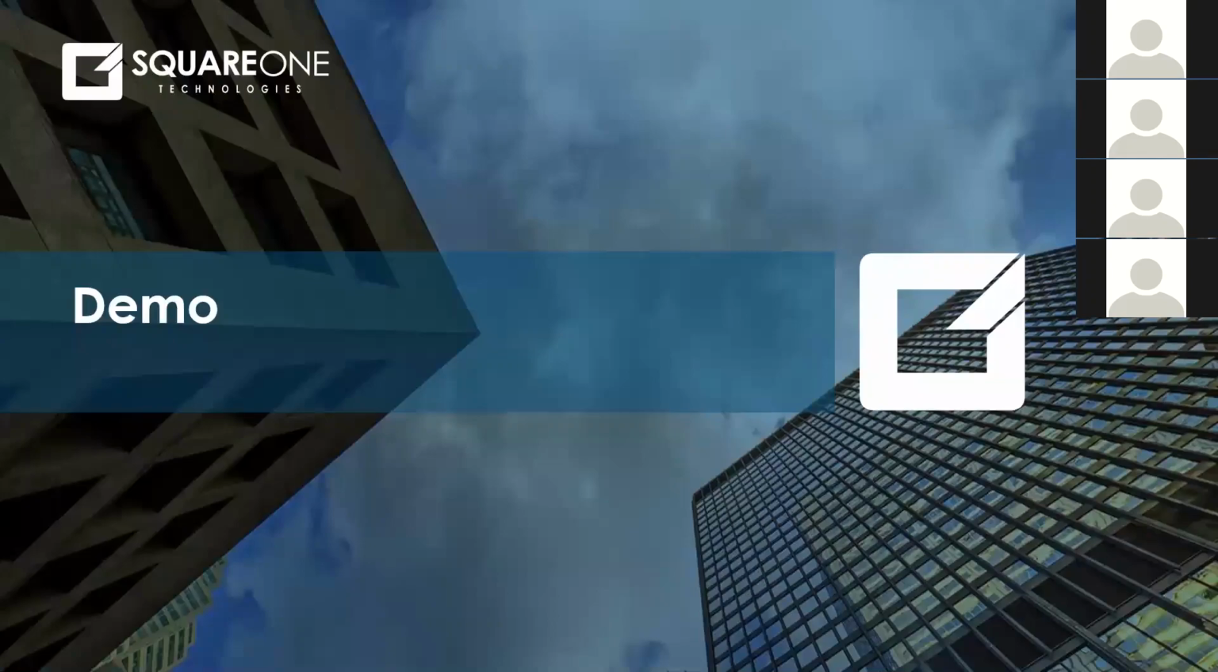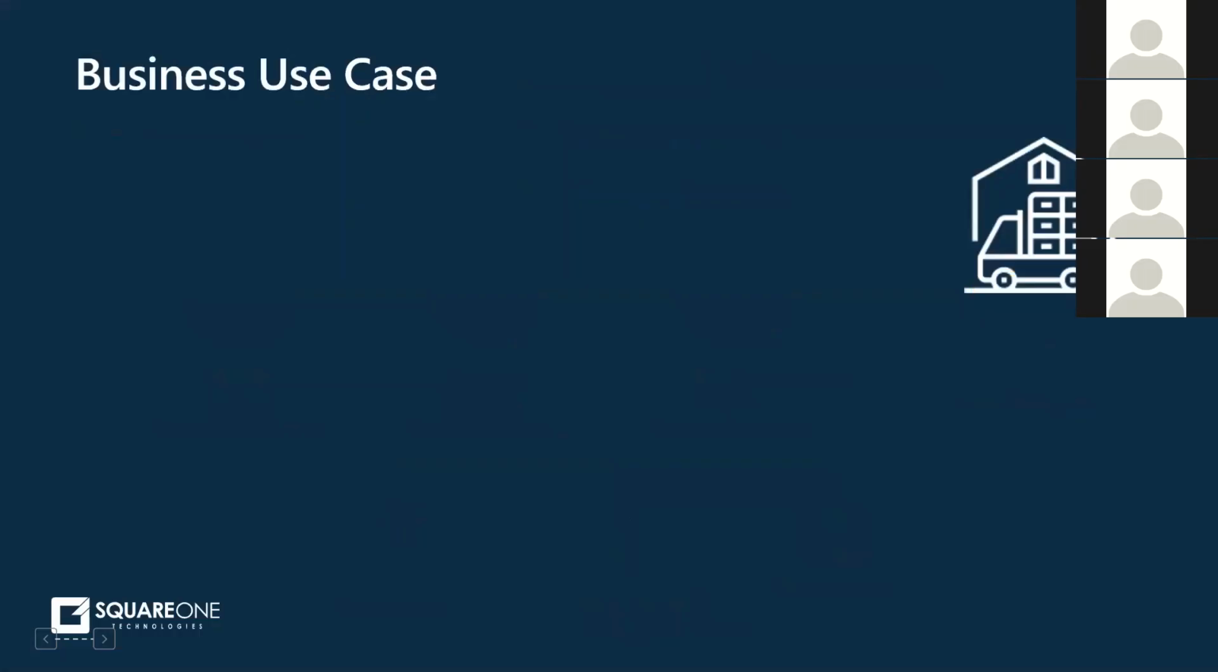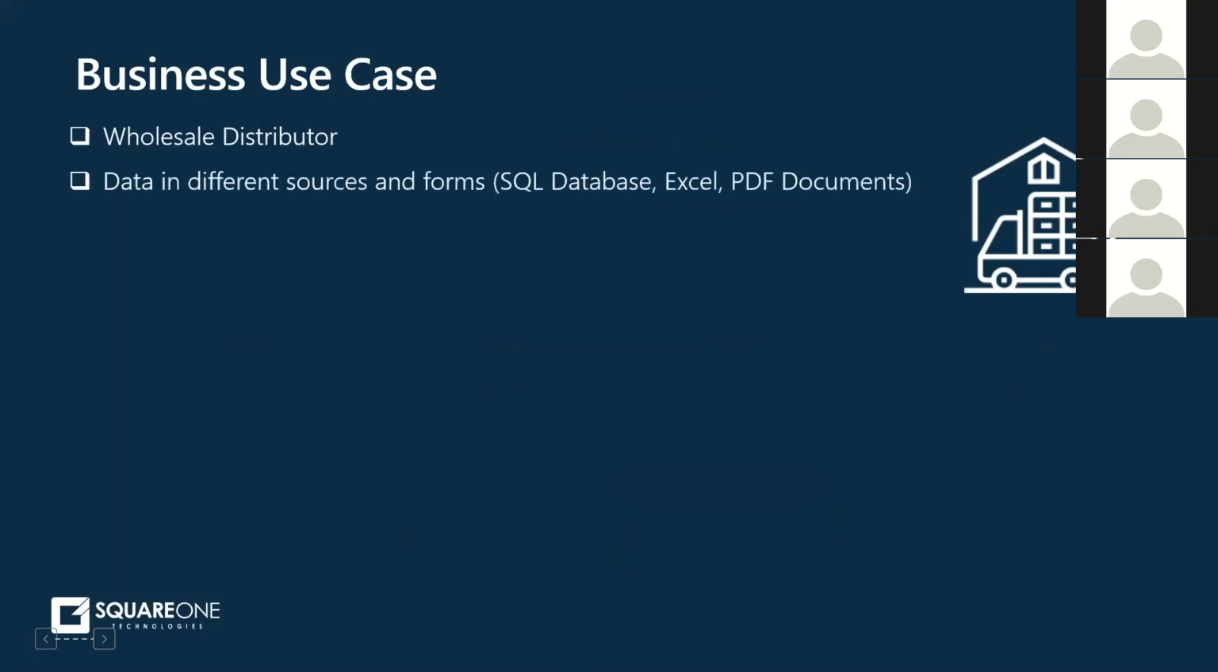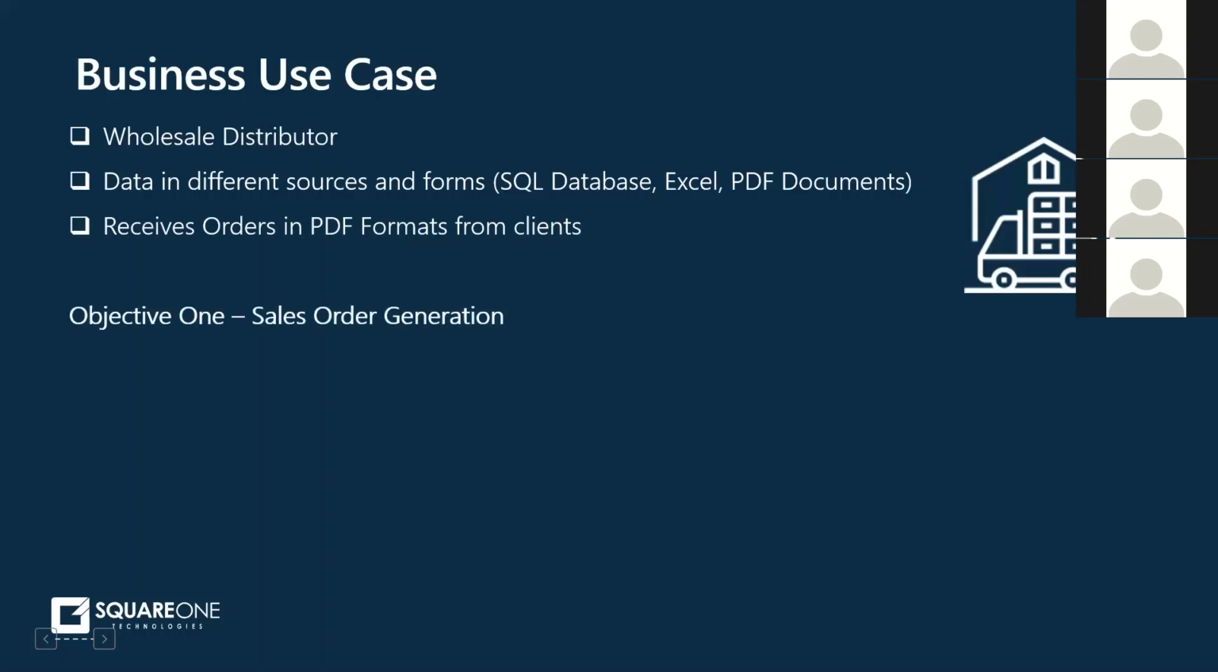Okay, so we will be starting with the demo. Before the demo, I will just lay out the business case in front of us. We will be studying the case of a wholesale distributor, which has data in different sources and different forms. Let's say some data is in a SQL database, some data is in Excel, and some data is in PDF documents. As we said, structured and unstructured data. This distributor is receiving orders in PDF format from the clients, and we will have objectives.